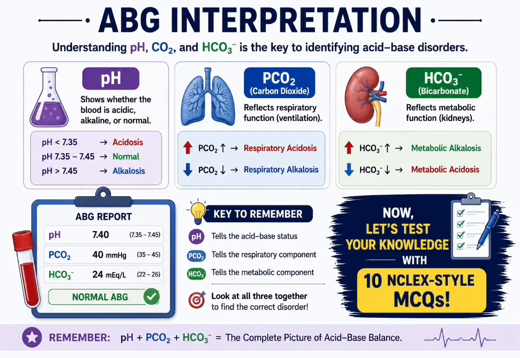Now, let's put everything together. When interpreting an ABG, always follow the same three-step method. First, check the pH to determine if the patient has acidosis or alkalosis. Next, look at the PCO2 to identify the respiratory component. Finally, check the HCO3 to evaluate the metabolic component.